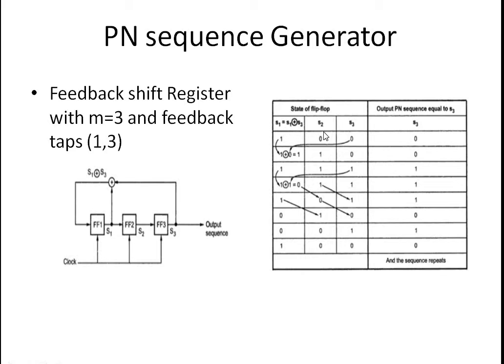Initially we have to assume values for S1, S2, S3: 1 is assigned for S1, 0 for S2 and 0 for S3. After doing one circular right shift, we get these values: the S1 value is given to S2, the S2 value is given to S3, and S1 and S3 are added, that is XOR, and given to S1. Similarly we do this for all the values, and when we get a repeated sequence, we can stop. This is the PN sequence 0011101.